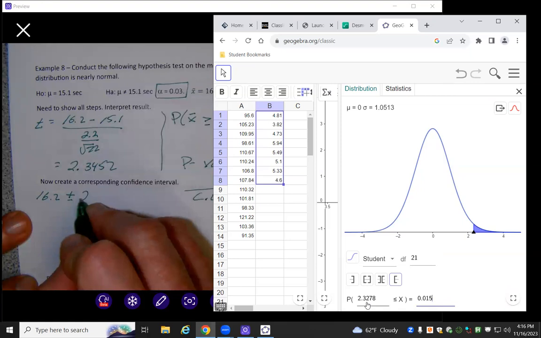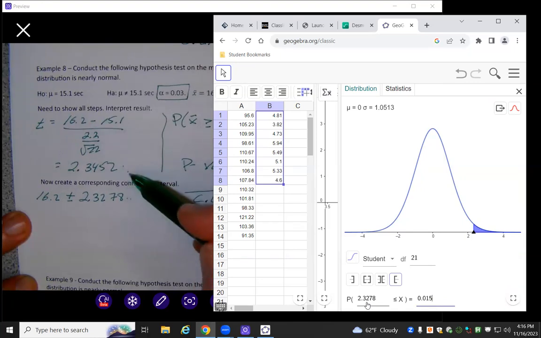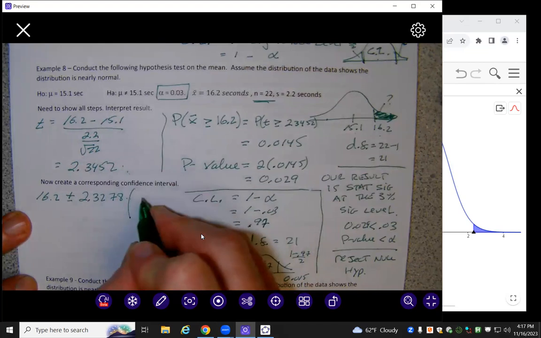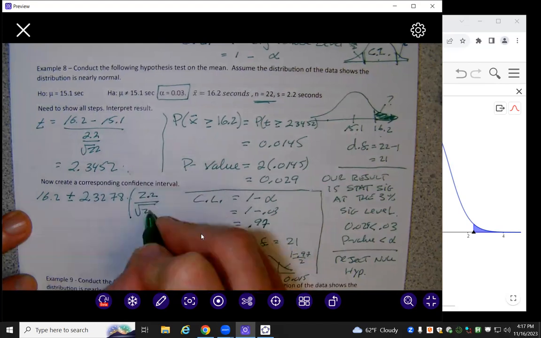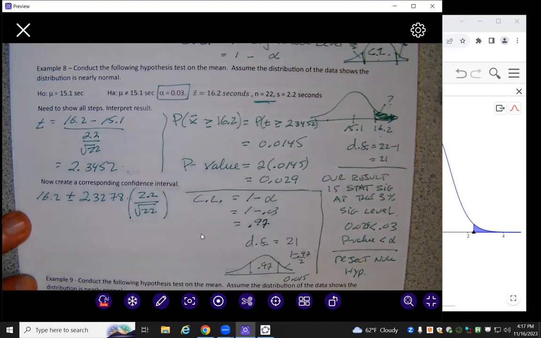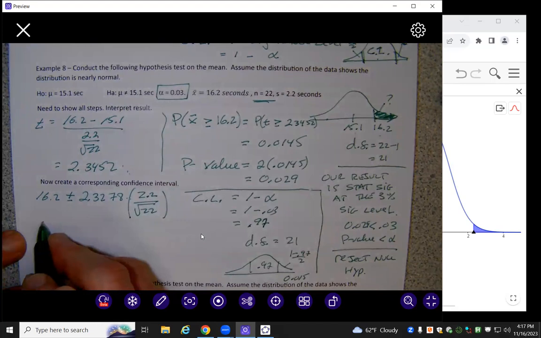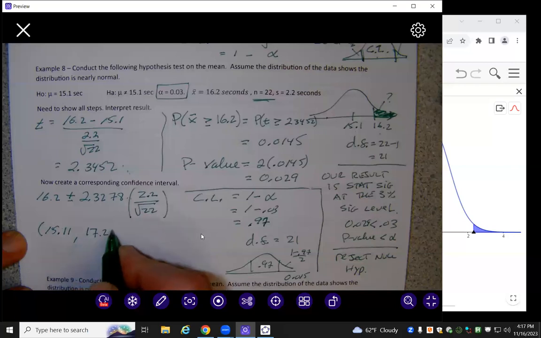So t star, my critical value, t critical, is 2.3278. That's what that number is. Ooh, and look at how close these two things are. Finally, I enter my standard error, which is going to be 2.2 over the square root of 22. And again, enter this into a calculator. I'm going to just speed things up here. I'm assuming you can do this as well as I can. And when I do that, I get 15.11, and here I get 17.29.